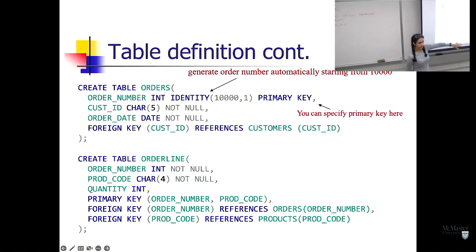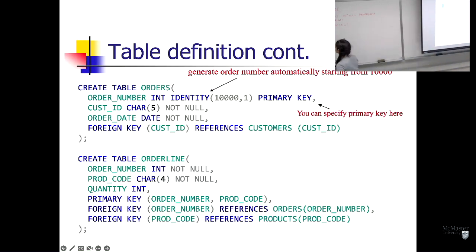And the syntax is foreign key, column name, references, because we have to know which table this foreign key is linking to or referencing. So customer ID references which table? Customers. In the customers table, customer ID is the primary key.